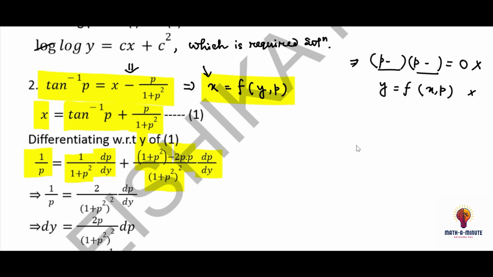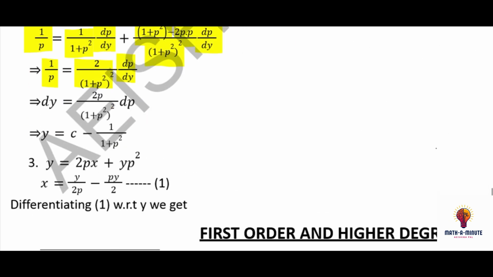Okay, so now if you simplify this, it will be 1 by p equals 2 by (1 plus p square) whole square dp dy. Okay, so using the separation method, we can write this differential equation in the form of dy equals 2p by (1 plus p square) whole square dp. And if we integrate this on both sides, it will be y equals c minus 1 by 1 plus p square. Okay, I think the method is simple.